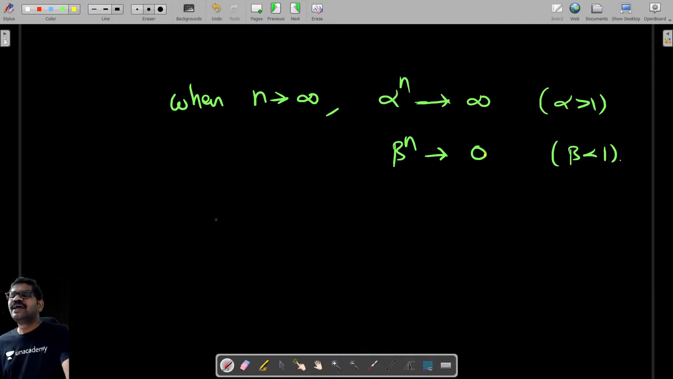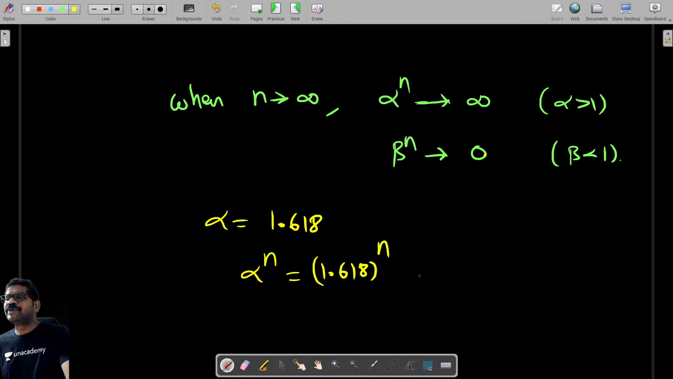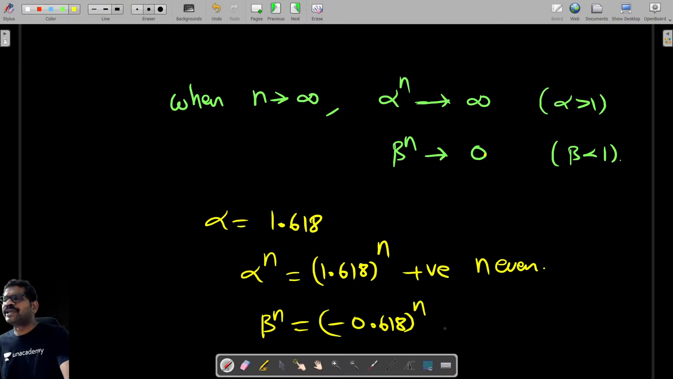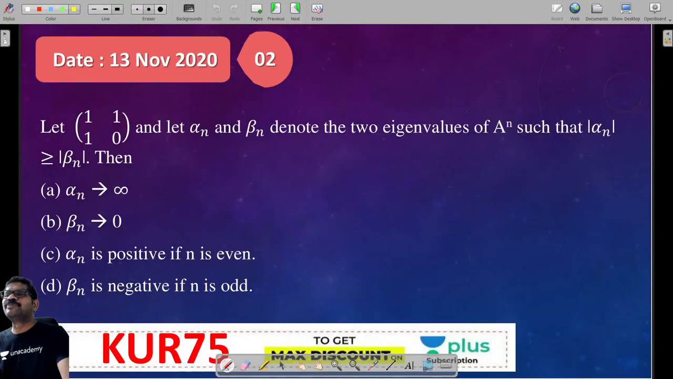Okay, next. Alpha value is 1.618. So alpha power n is nothing but 1.618 power n. It is a positive value when n is even. So beta power n, what is beta? Minus 0.618 whole power n. This is negative when n is odd. When n is an odd number, a negative number to an odd power gives you a negative value. Understood?